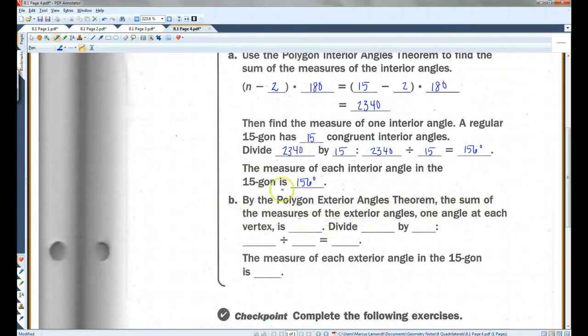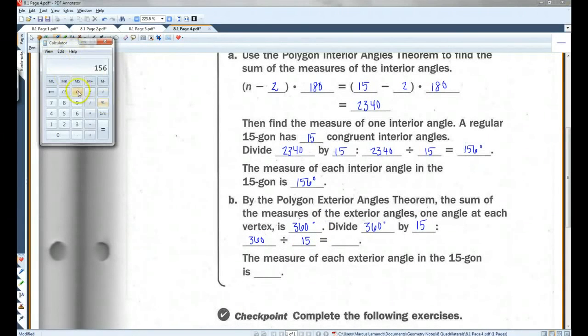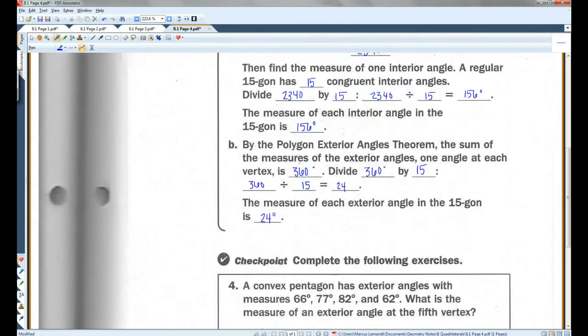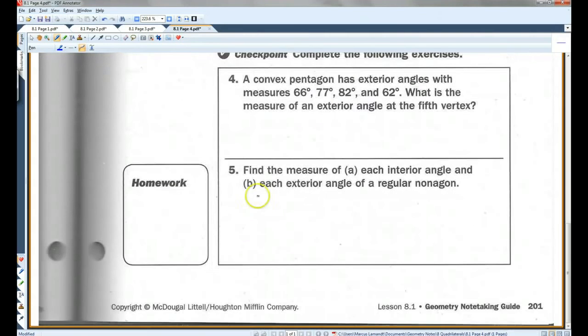All right. By the polygon exterior angles theorem, the sum of the measures of the exterior angles, one angle at each vertex, is 360. We don't have to plug it into any equation. It's automatically 360 degrees. So we're going to divide 360 by 15. 360 divided by 15 is 24. So the measure of each exterior angle in the 15-gon is 24 degrees. Alright, I'll let you guys do the checkpoint, and that's all.